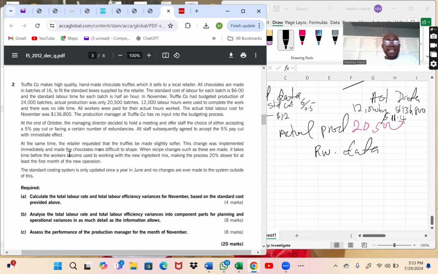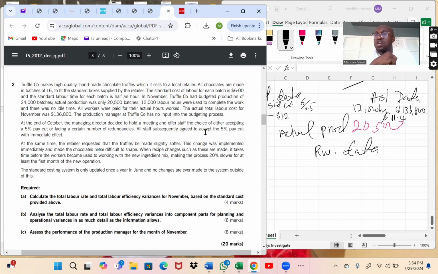Okay, now at the end of October, the managing director decided to hold a meeting and offer staff the choice. I'm talking about revised. Offer staff the choice of either accepting a 5% pay cut or facing a certain number of redundancies. All staff subsequently agreed to a 5% pay cut with immediate effect. 5% pay cut affects what? Rate or hour?